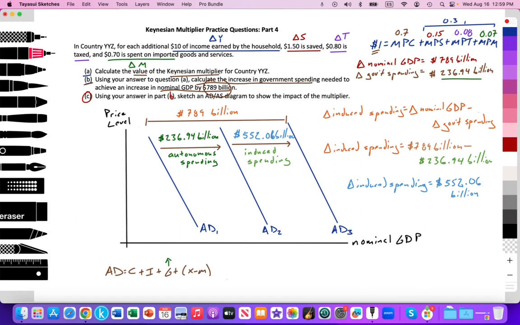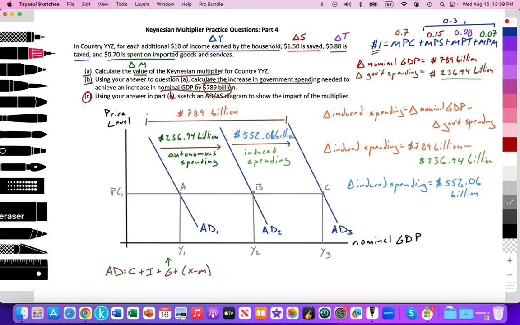Now, one other thing I could do to help me with my analysis, if I'm asked to analyze this, I can hold the price level constant and also illustrate the value of nominal GDP. So here, price level is constant, and I look at that intersection point here, here, and here. And so these will be points A, B, and C, going from Y1 to Y2 to Y3.